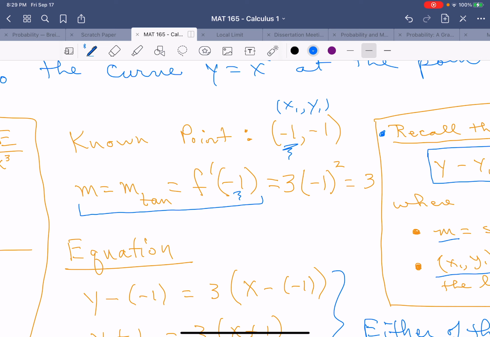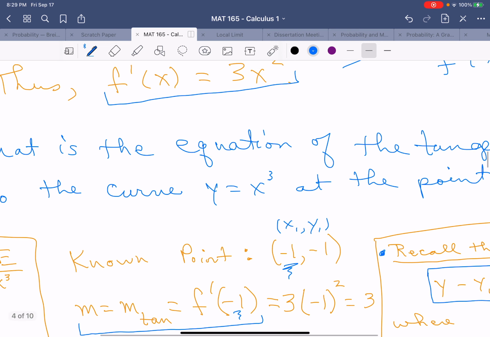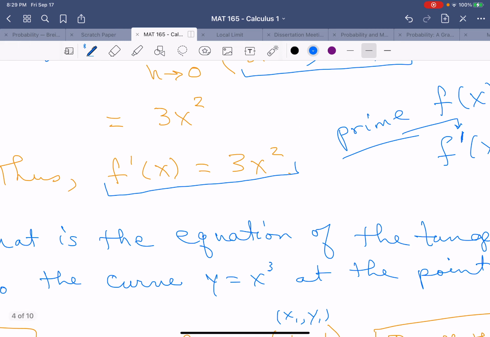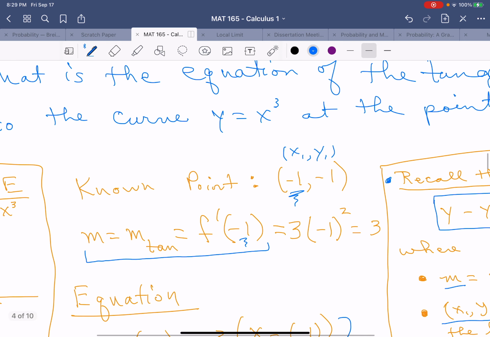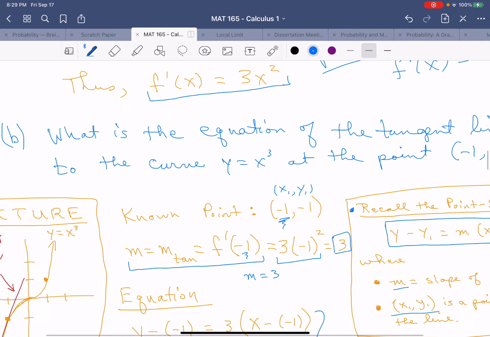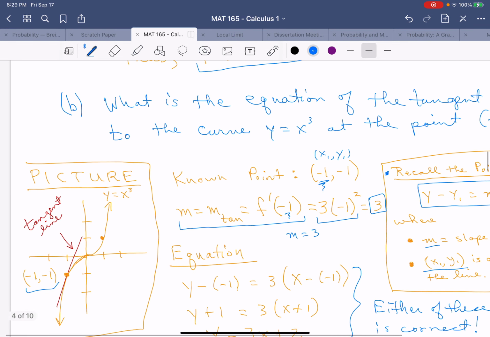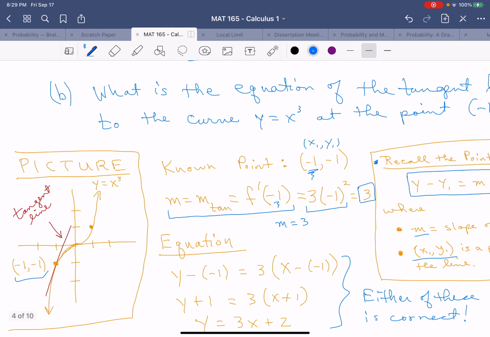Okay, so at this point we need to recall that f prime of x is 3x squared. We're just going to evaluate that at -1, and so that's equal to 3 times (-1) squared, which gives us 3. So the slope of the tangent line here is 3. So the slope of that red line is 3.